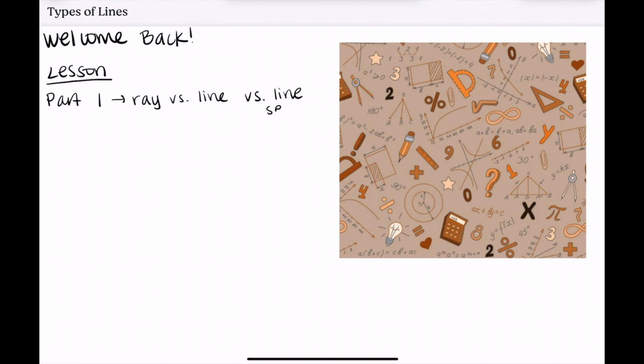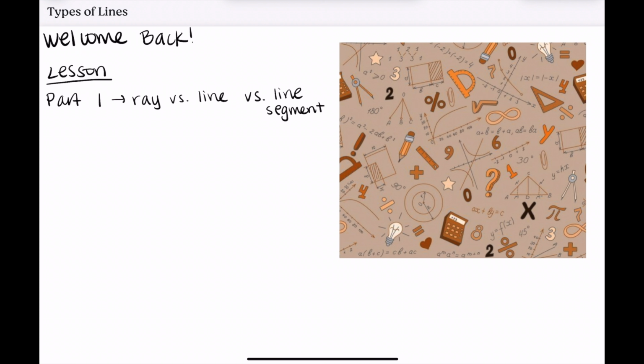In today's video, we're going to do a lesson on different types of lines. If you haven't watched the previous two videos in the beginner geometry playlist, I would highly recommend watching those two first. We went over the properties of quadrilaterals, and we also classified two-dimensional shapes. So I would watch those two first prior to this video.